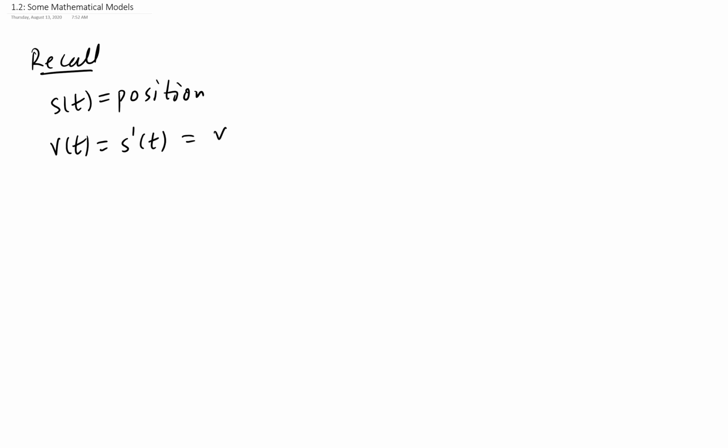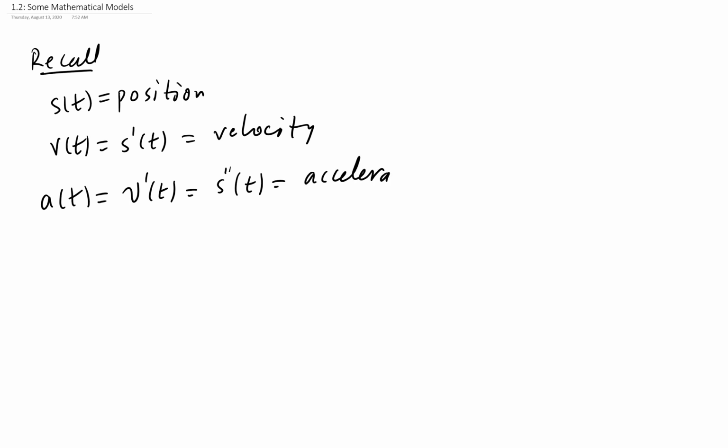Recall from before, the first thing is s of t, the position function. We have v of t, the derivative of s of t, that's the velocity, and a of t, which is the first derivative of v or the second derivative of s, that's the acceleration. And this can be written in a different way, d squared s dt squared, the second derivative of s with respect to t, or dv dt.